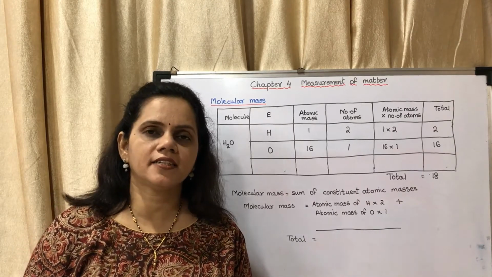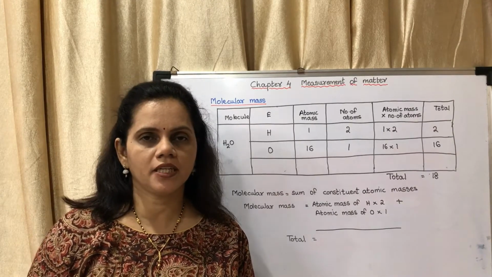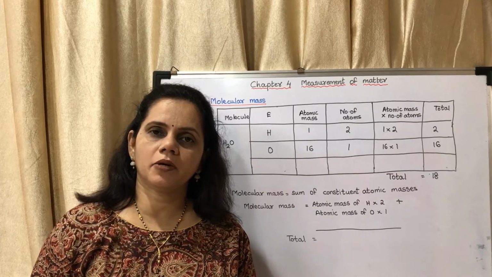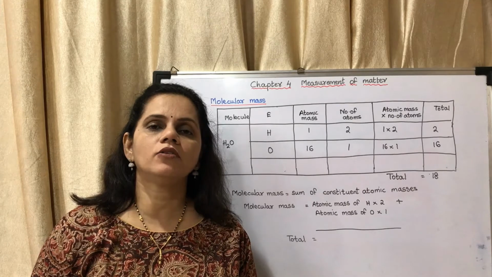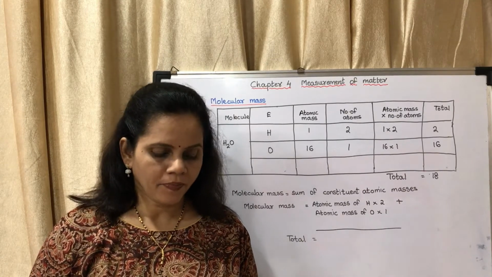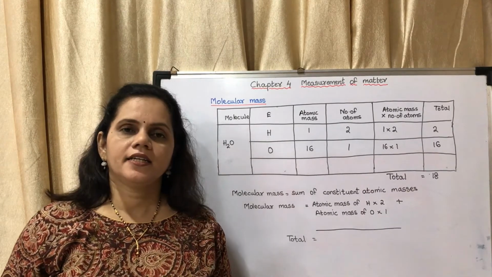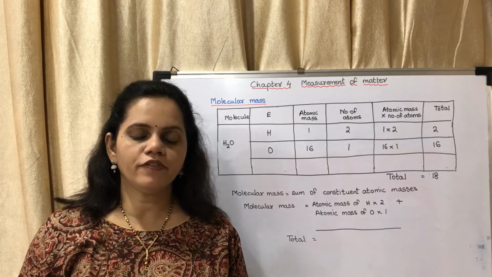In the other lecture we studied the laws of chemical combination. Today we will be studying molecular mass. What do we mean by molecular mass and how do we calculate it? On page number 50 there is a heading, chemical symbols of elements.